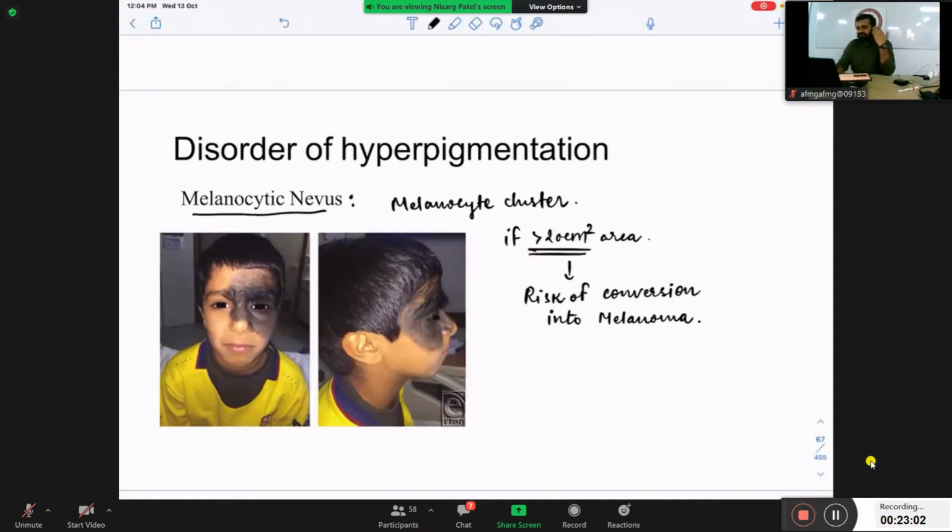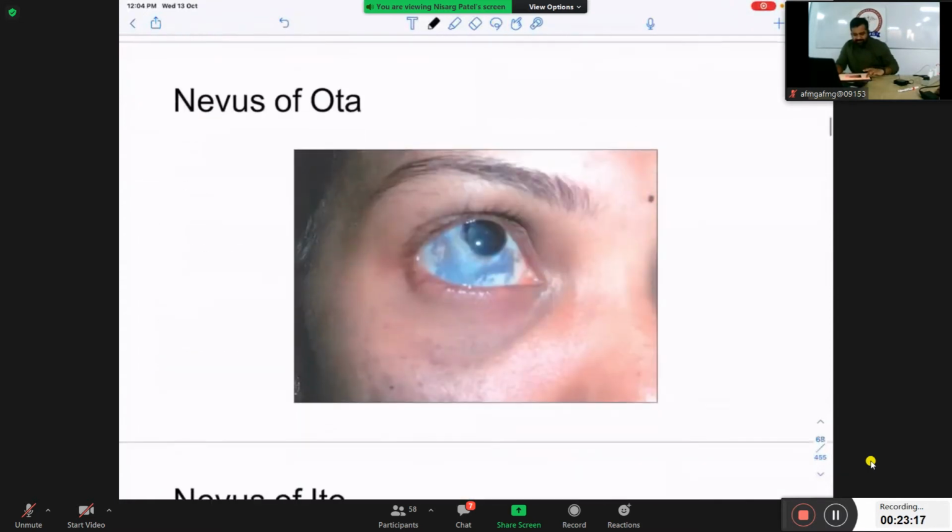So what happens if the collagen is thin? When I'm looking from the side, the vein of my eye can be easily visible. That is why in osteogenesis imperfecta there is a blue color sclera. The second blue color sclera you should remember is the nevus of Ota. How will you remember nevus of Ota? From the O you will remember ophthalmic involvement.